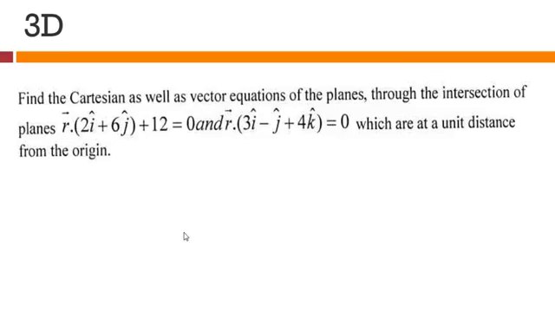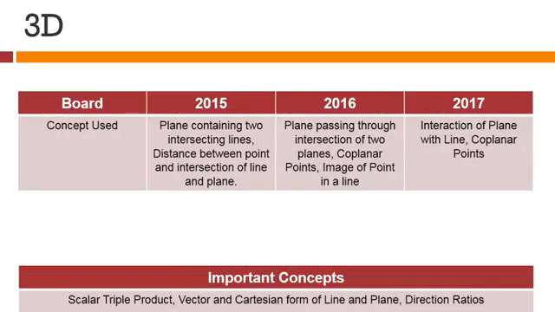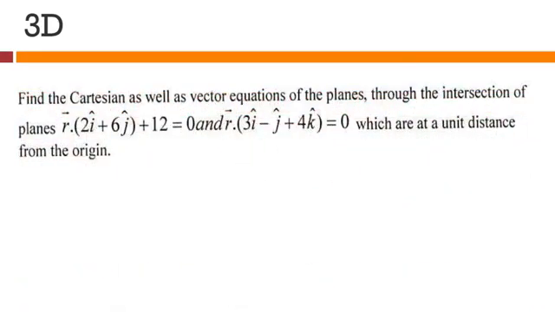3D questions: you can note down the question and I'll explain the concepts that already came in previous years. We have to find the vector as well as Cartesian equation of the plane passing through the intersection of these 2 planes, where the given plane is at unit distance from the origin. Here we can use P1 plus lambda P2 and equate the distance of that plane from the origin to get the lambda. P1 plus lambda P2 represents the family of planes, as all of you know.